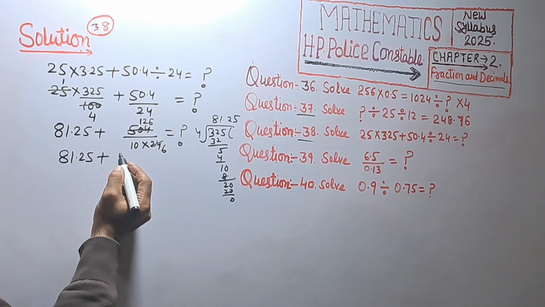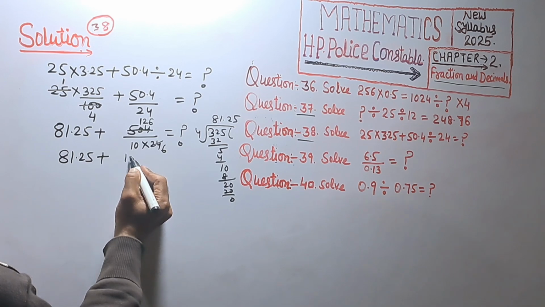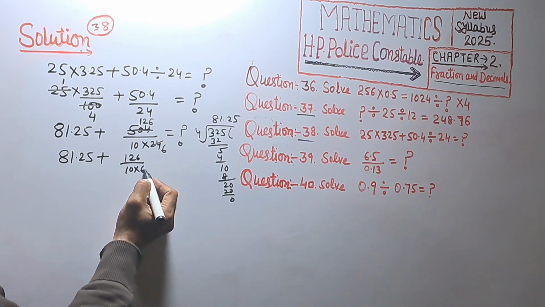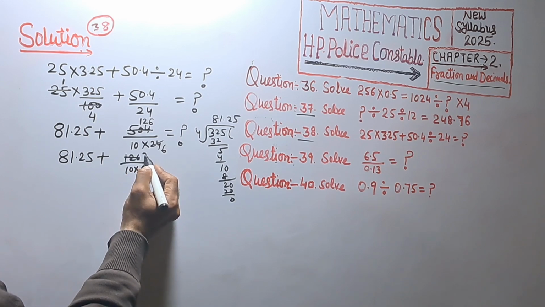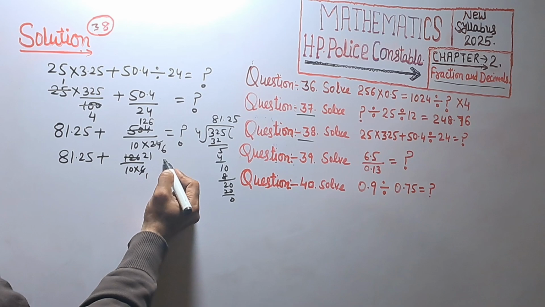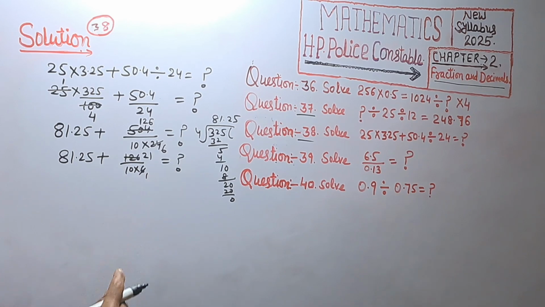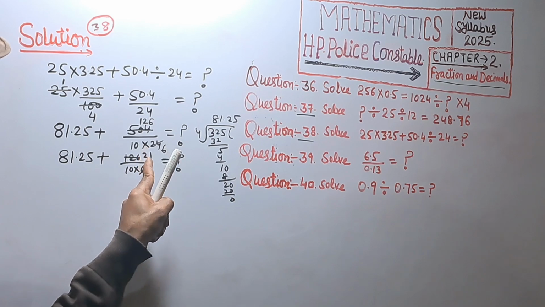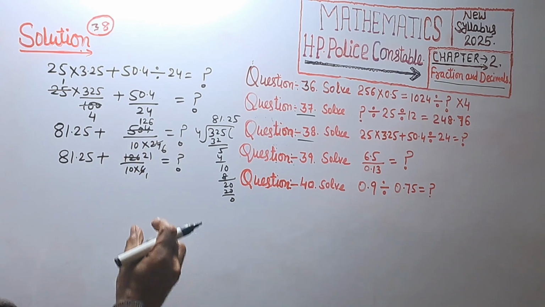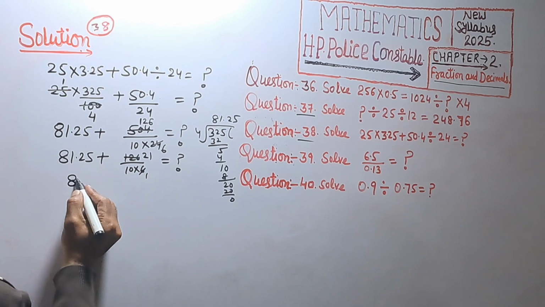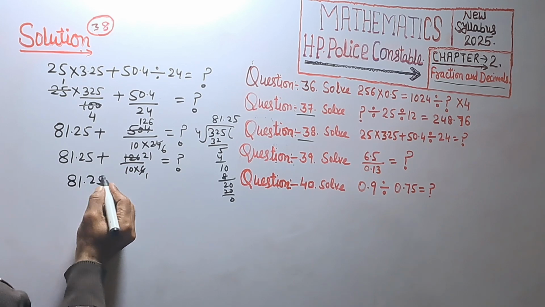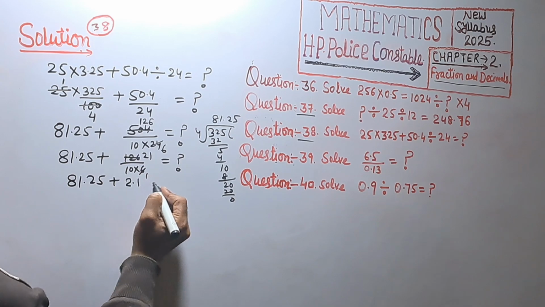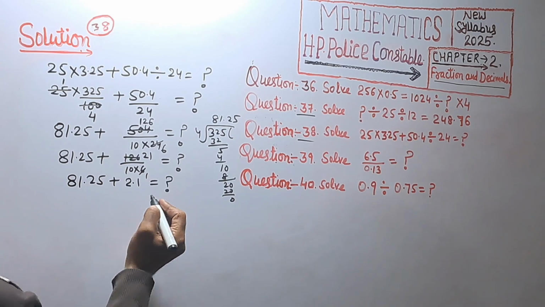81.25 plus 126 upon 10 into 6. 6 ones are 6, 6 twos are 12, and 6 ones are 6 equals ? And 21 divided by 10, the answer will be 2.1. When we divide 21 by 10, 81.25 plus 21 divided by 10 is 2.1 equals ?